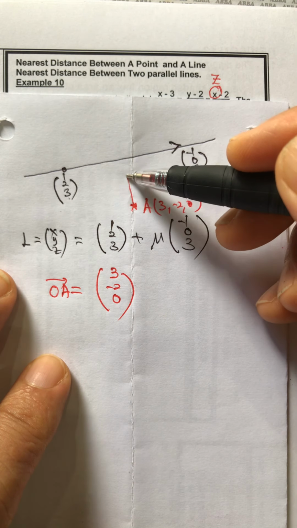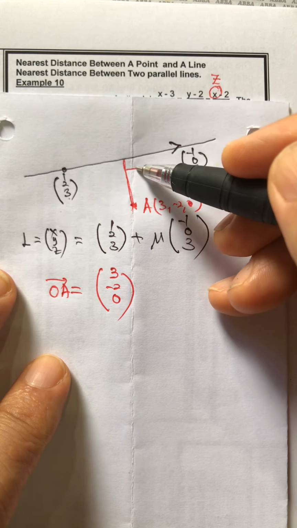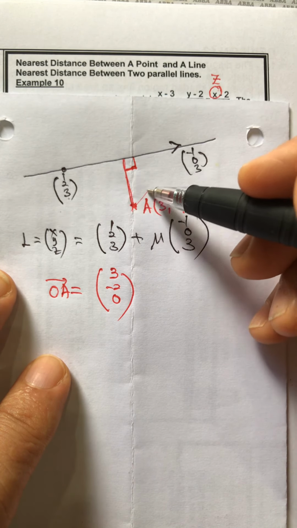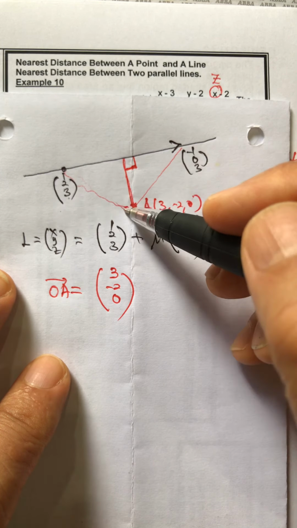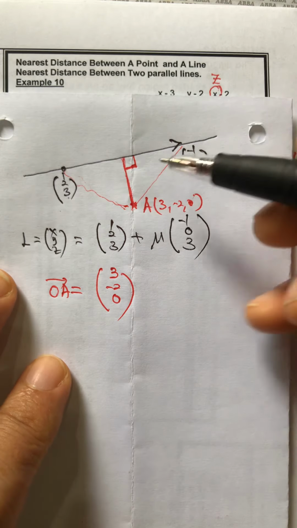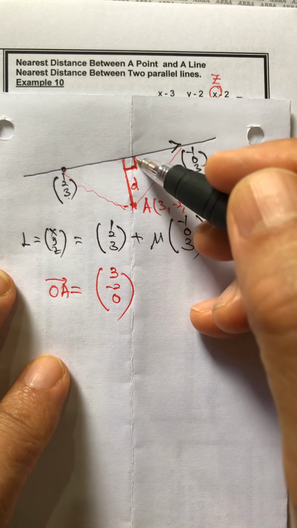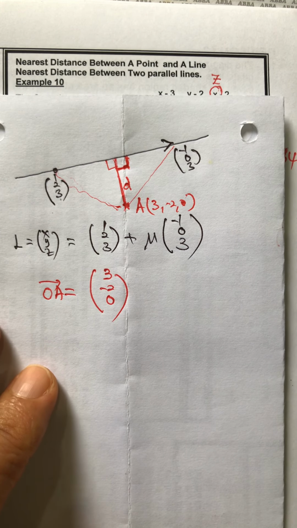That means I must take the perpendicular distance. That means this one must be 90 degrees. That is the nearest. You cannot take this, this is further. Or you cannot take this, this will be further, isn't it? This is the nearest, so this is the nearest distance. That means this one must be 90 degrees. Okay, so how are we going to find that?